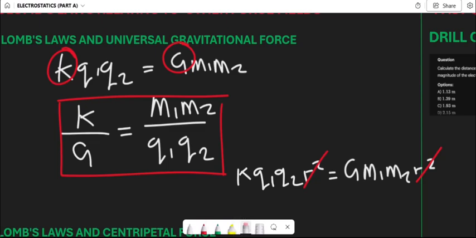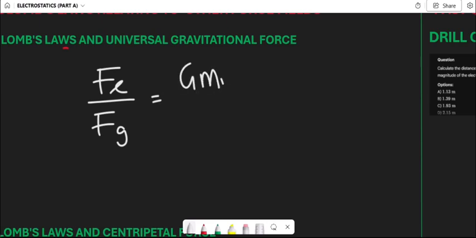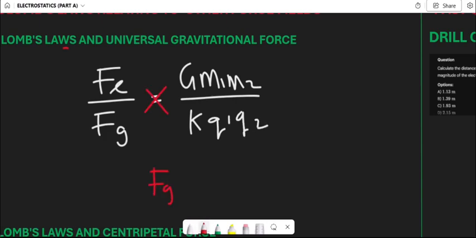But before then, we have already learned one more thing I love to talk about: let's say we want to find Fe and Fg. You should know that Fg will be G M1 M2, then Fe will be K Q1 Q2. You know why I'm doing this? Because when you later cross multiply, you're going to have Fg directly proportional to G M1 M2, and Fe directly proportional to K Q1 Q2. And on this side, the distances would have cancelled out. So these are the things we should know anytime we are dealing with Coulomb's law and the universal gravitational force.